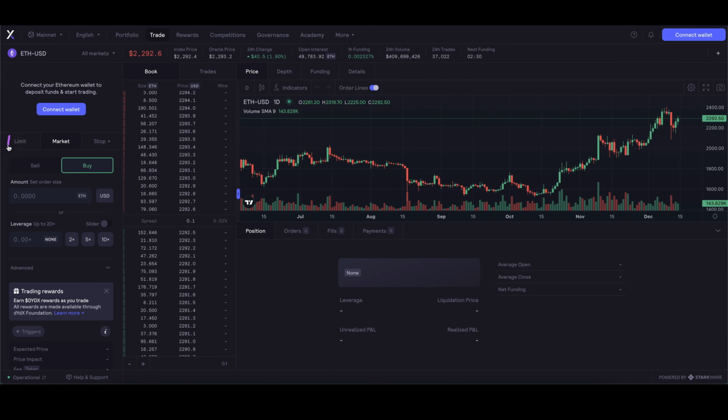But it's also nice to see that dydx is pretty comparable to these other exchanges. You can definitely see they don't differentiate themselves that much when comparing the fees, but it's also nice to know that this is a pretty good fee.